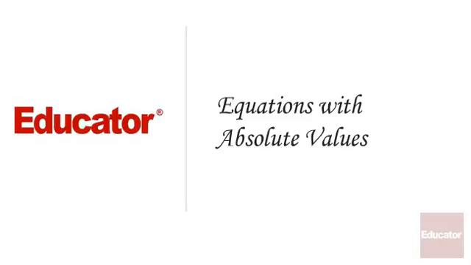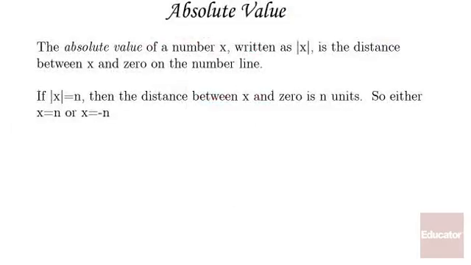Welcome to Educator.com. Today we're going to be discussing equations with absolute values, starting out with the definition of absolute value. The absolute value of a number x, which can be written as |x|, is the distance between x and 0 on the number line. Thinking about what that means.